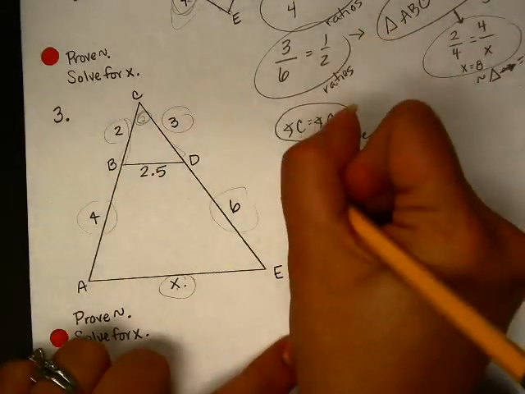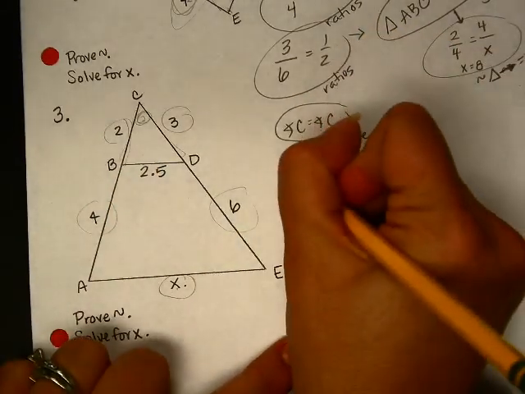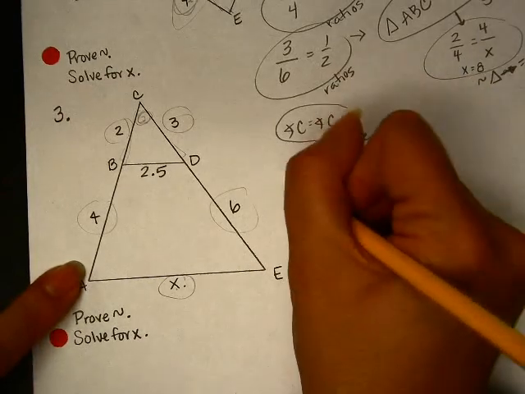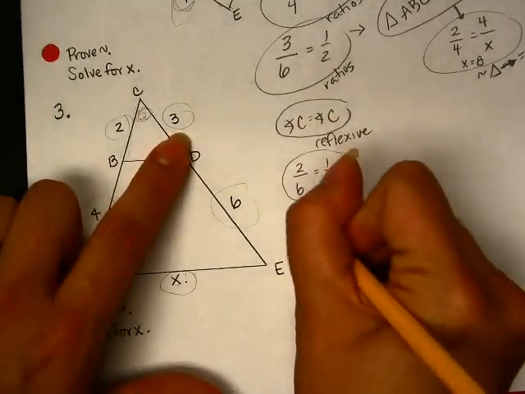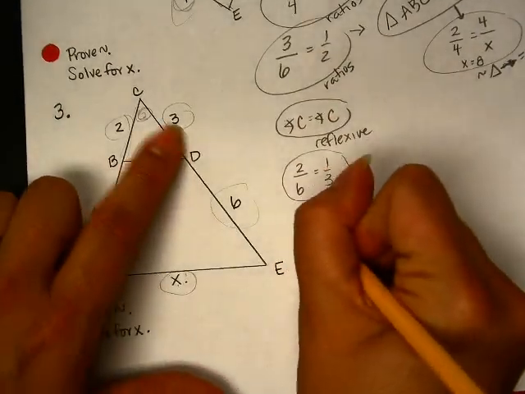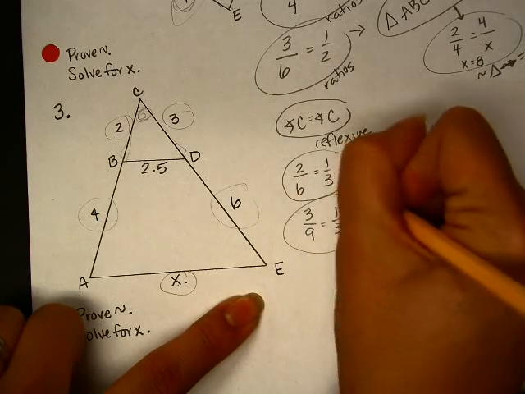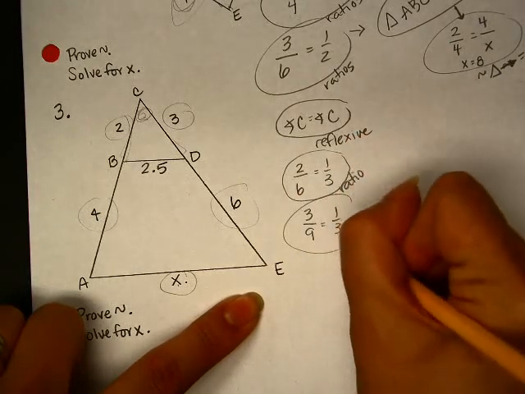I now set up ratios. I can't say 2 is to 4 because 2 is a triangle and 4 is a trapezoid, but I can say 2 is to 6. And I can say 3 is to 9. So again, the triangle to the whole triangle. And both of those I can state because I'm setting up ratios.